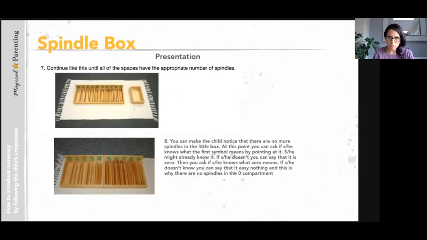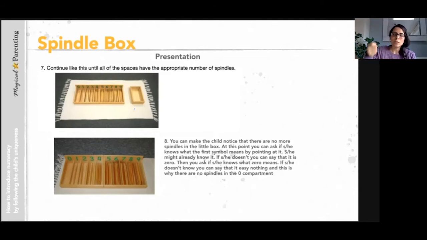Do you know what symbol this is? If they know and they say 0, you say, yes, it is 0. And what does it mean? What does 0 mean? If they don't know, or if they try to say something, you just say, interesting observation, but actually 0 means nothing. That's why we're putting nothing in there.